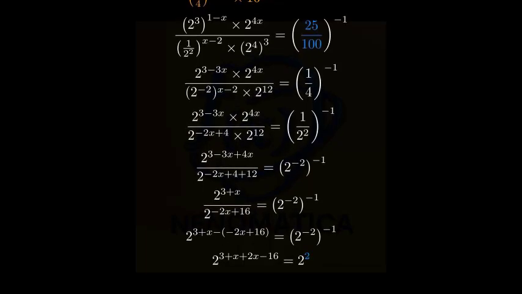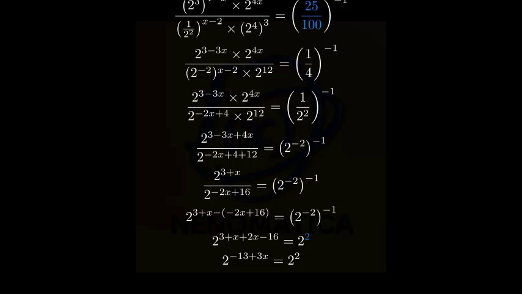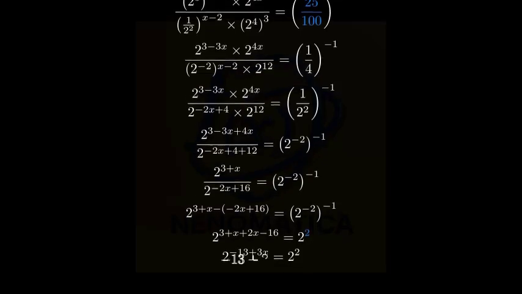3 plus 3x minus 16 equals negative 13 plus 3x. When two powers with the same base are equal, their exponents must be equal. Therefore, negative 13 plus 3x equals 2. Now I'll solve for x by adding 13 to both sides of the equation.